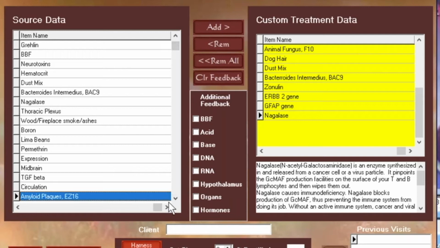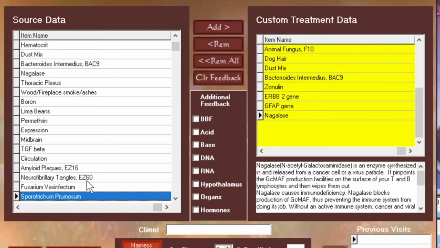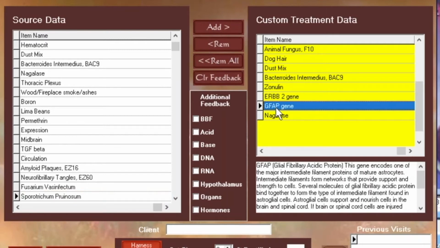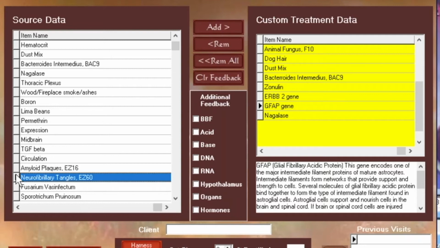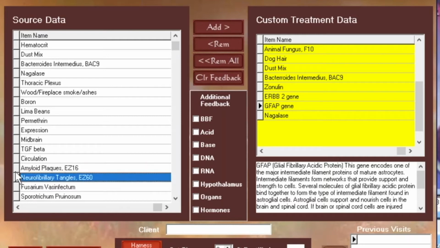One more word about amyloid plaque. Wow, amyloid plaque and neurofibrillary tangles, that close together. It's important to work on this. We were just talking about some glial cell thing. I think it's this gene here. So you see glial fibrillary acidic protein, and here is neurofibrillary tangles. Just from my experience of muscle testing these 2 items hundreds of times, probably 1,000 times, they never want to go in a treatment. So this is just something you want to notice.